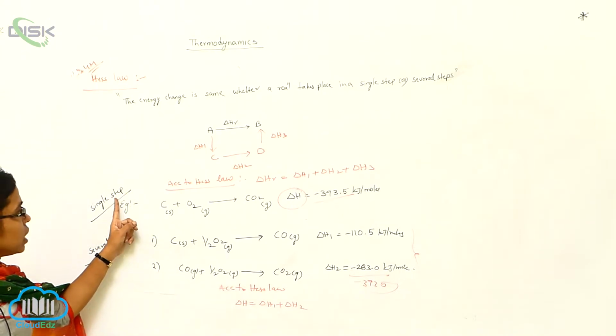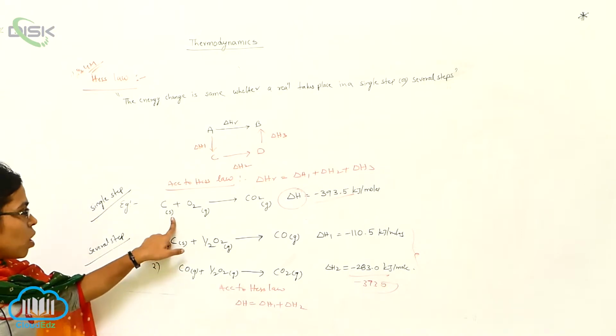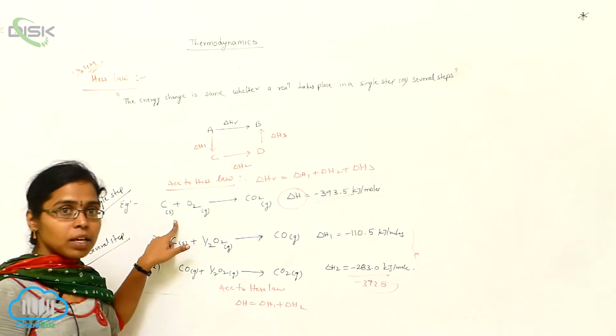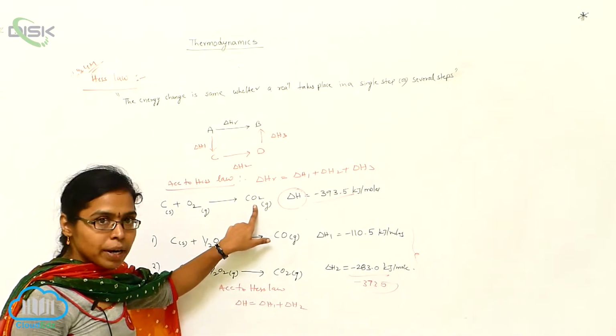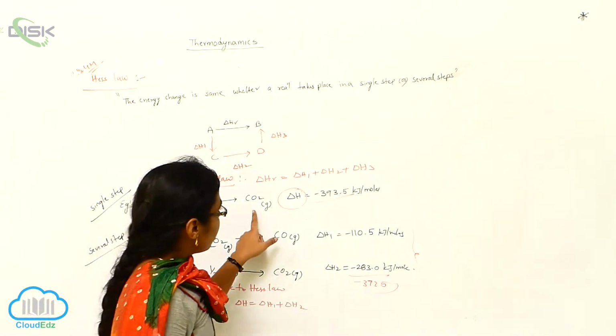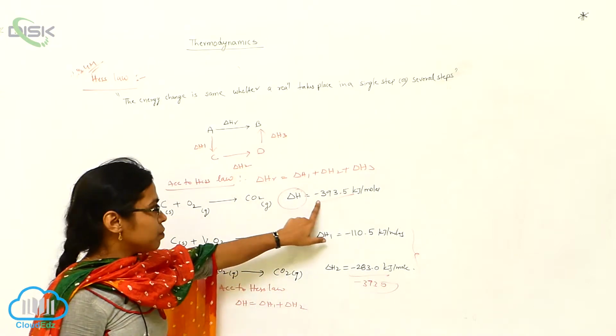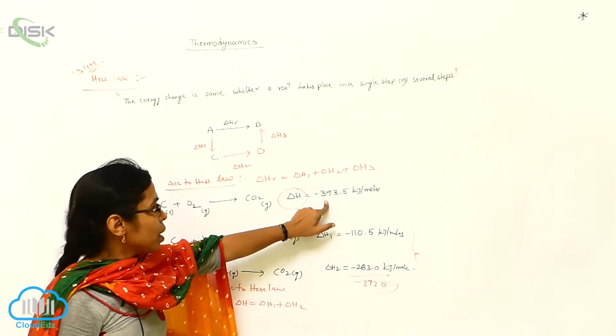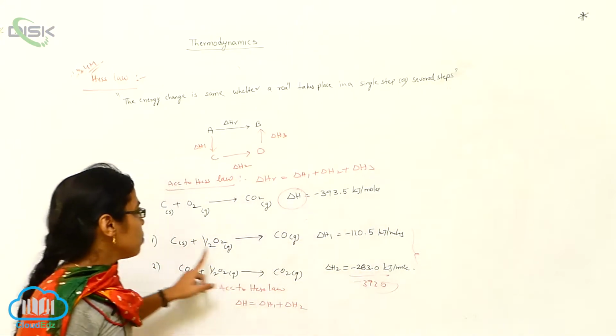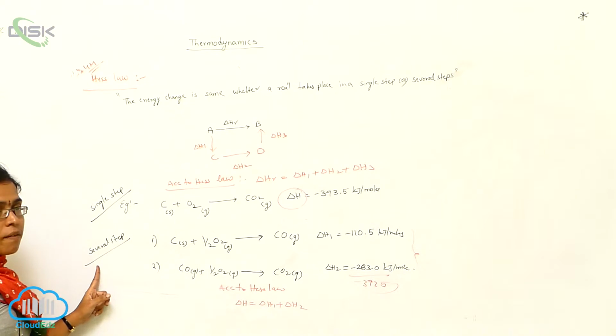mechanism. In the single step mechanism, solid carbon, which is nothing but graphite, reacts with oxygen and forms carbon dioxide. Here the minus means the heat evolves. So it is minus 393.5 kilojoules per mole. So that should also occur in the several step mechanism.